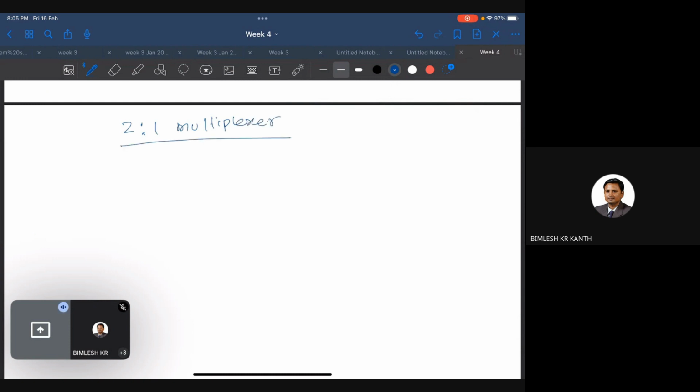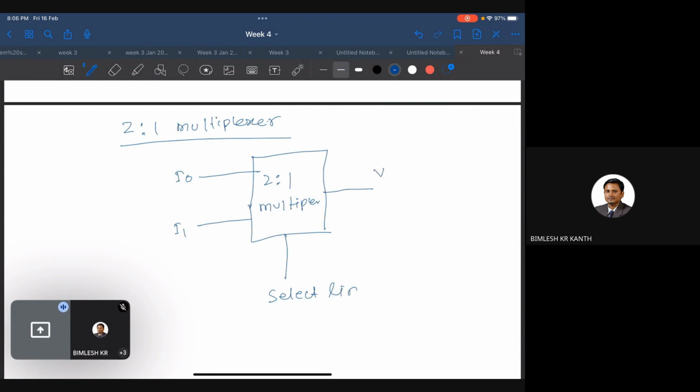A 2 cross 1 multiplexer. So what is a 2 cross 1 multiplexer? Basically a multiplexer chooses which line should be selected. Suppose this is a 2 cross 1 multiplexer. Suppose this is the select line, and these are I0 and I1, and this is the output Y. So there is one select line S and the output Y.